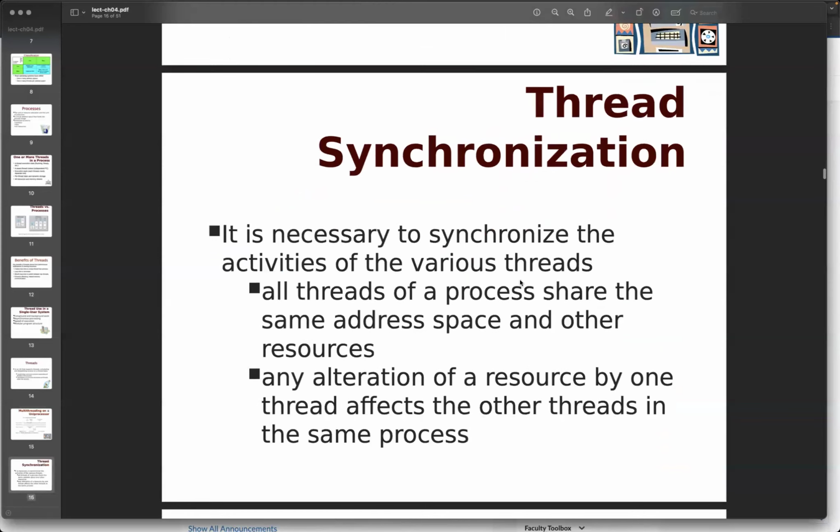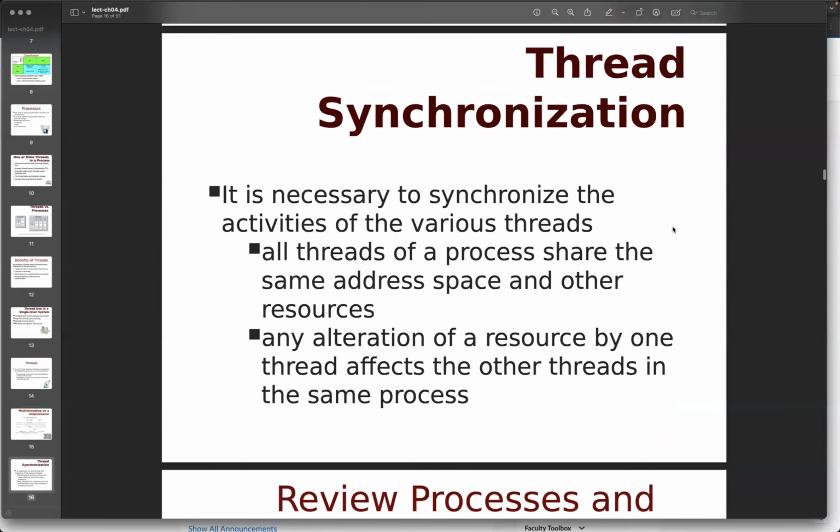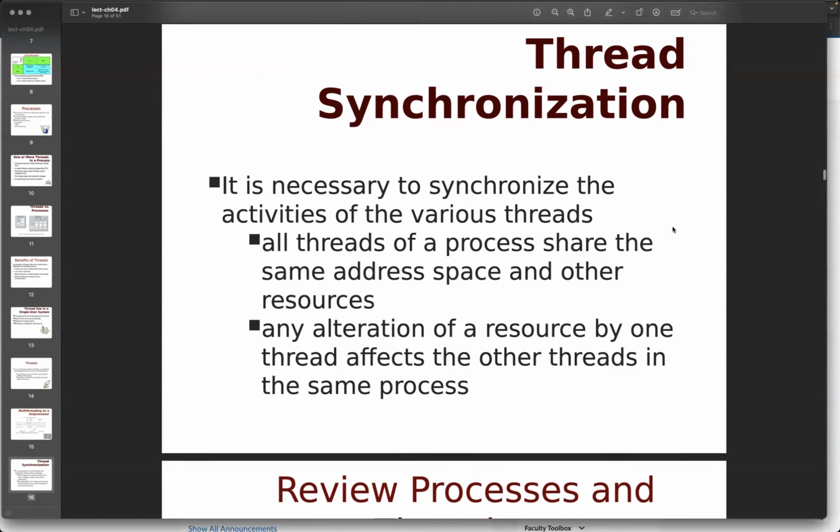And then thread synchronization. It's necessary to synchronize the activity of the various threads, because all the threads of a process share the same address space and other resources. Also, the alteration of the resources by one thread affects the other threads in the same process. That's why we need to do the synchronization.